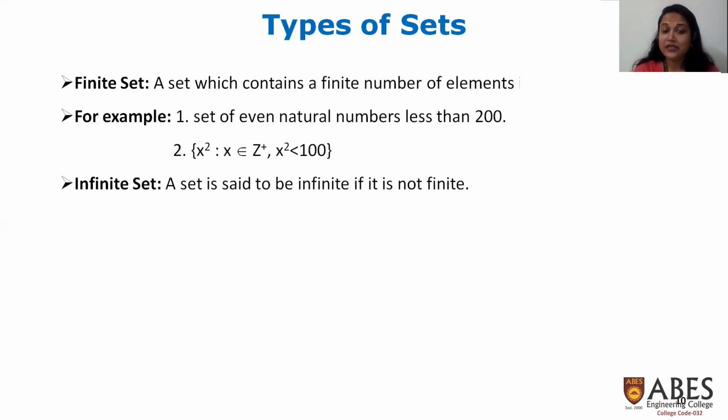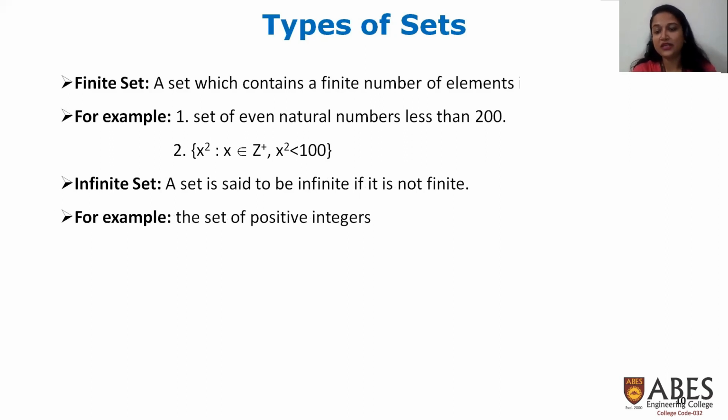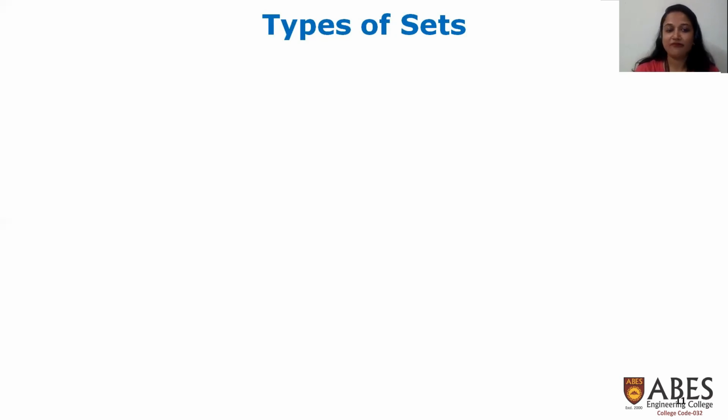Infinite. When we say that the cardinality is infinite, you cannot count the number of elements, then the sets are said to be infinite sets, like the set of positive integers. So there is no such range given, and therefore this is the infinite category.